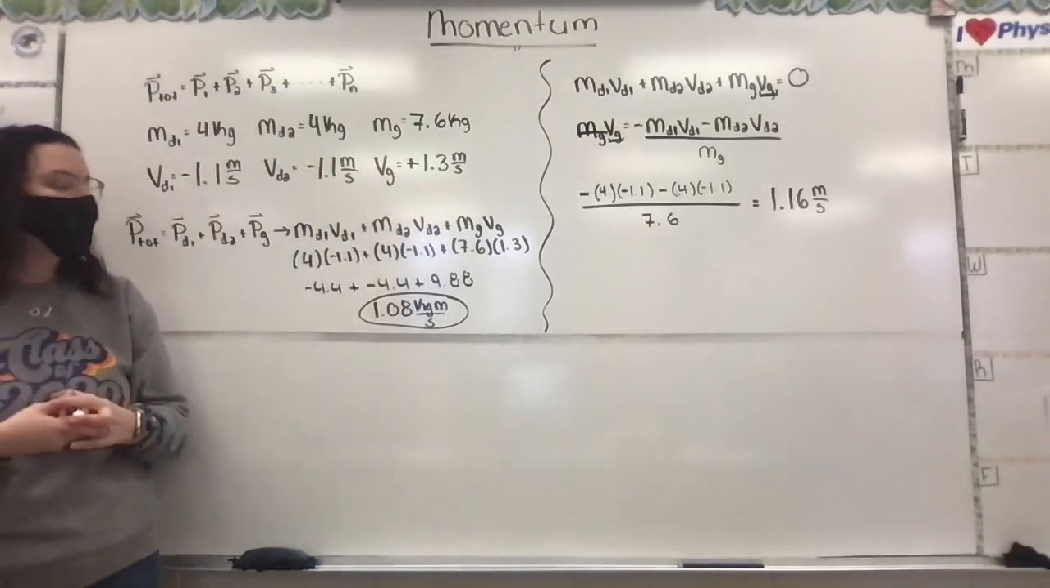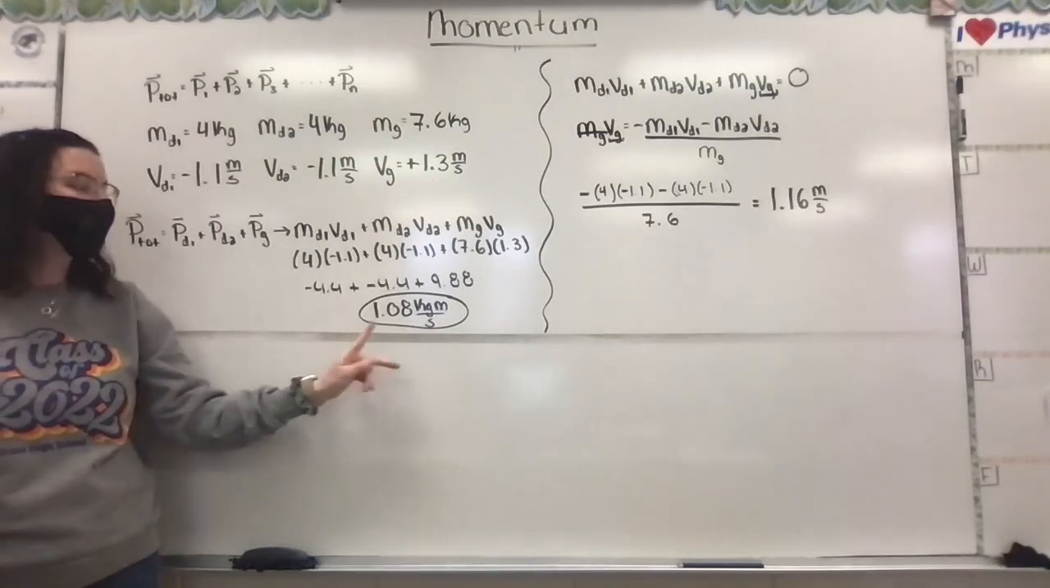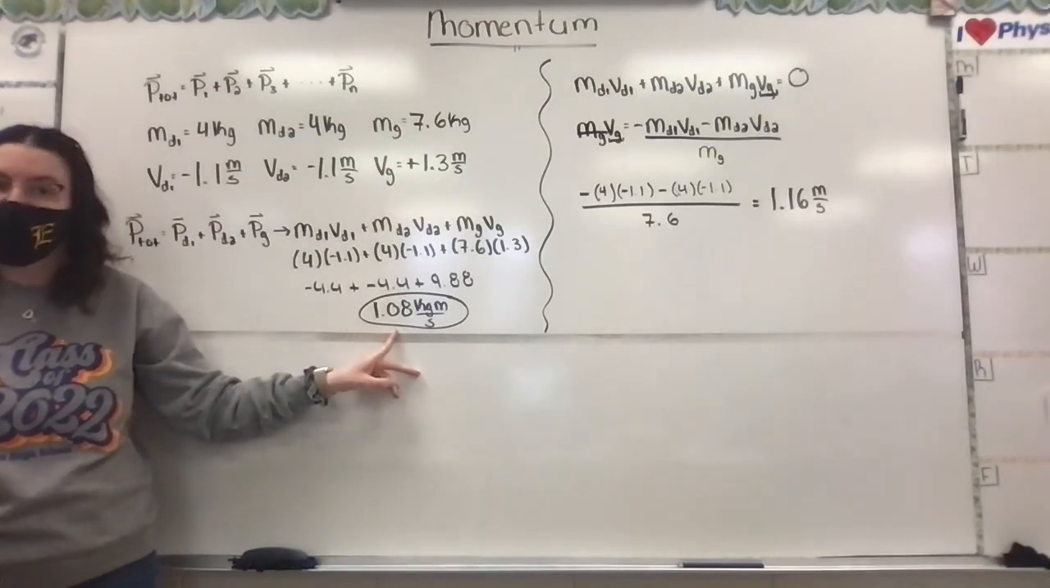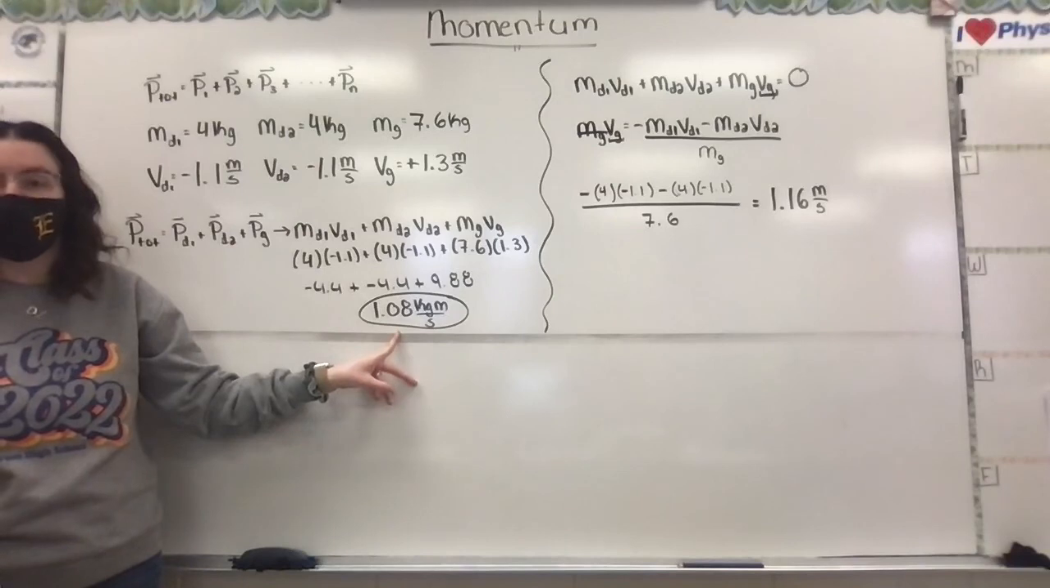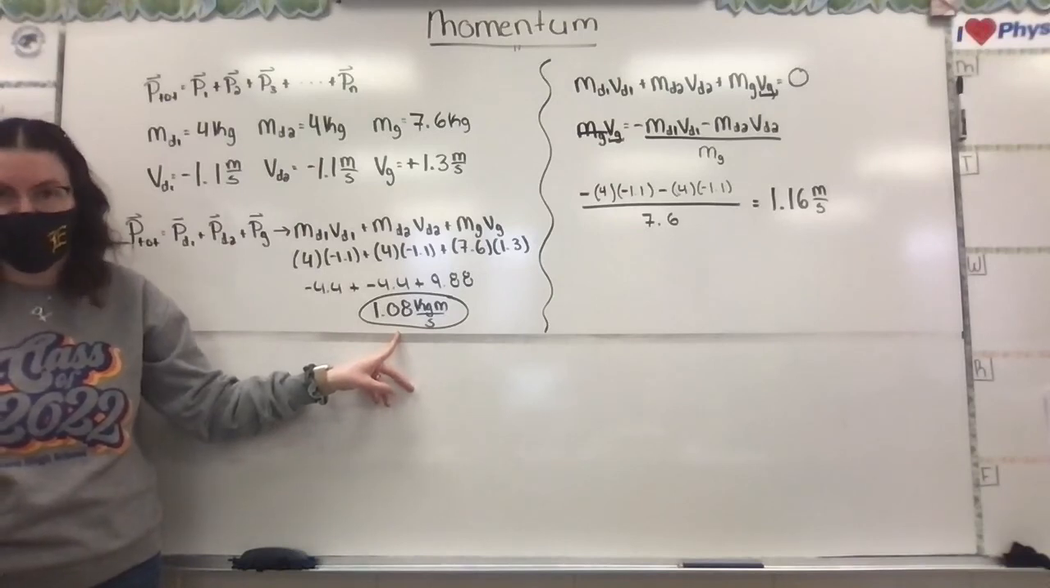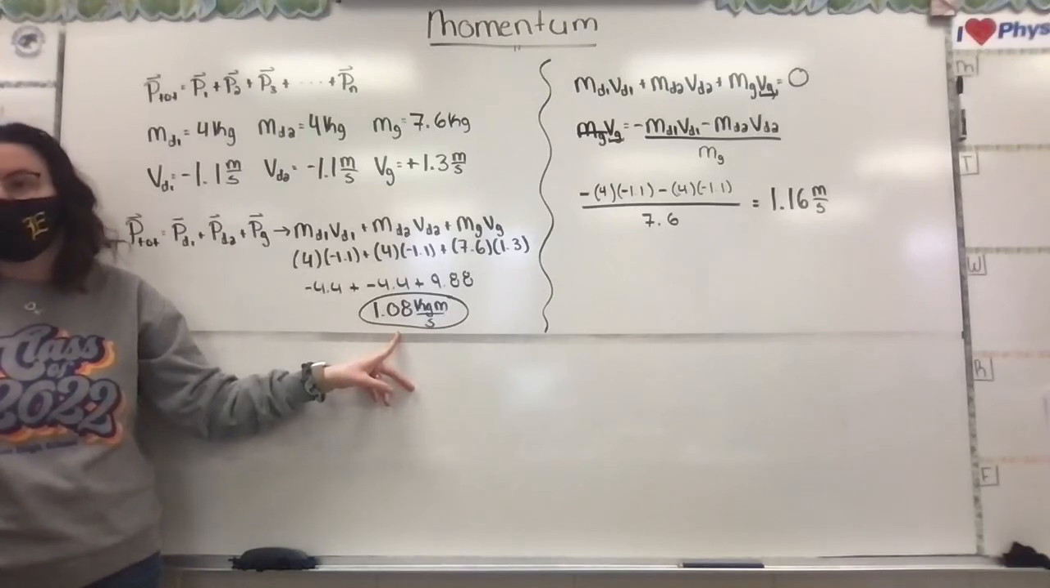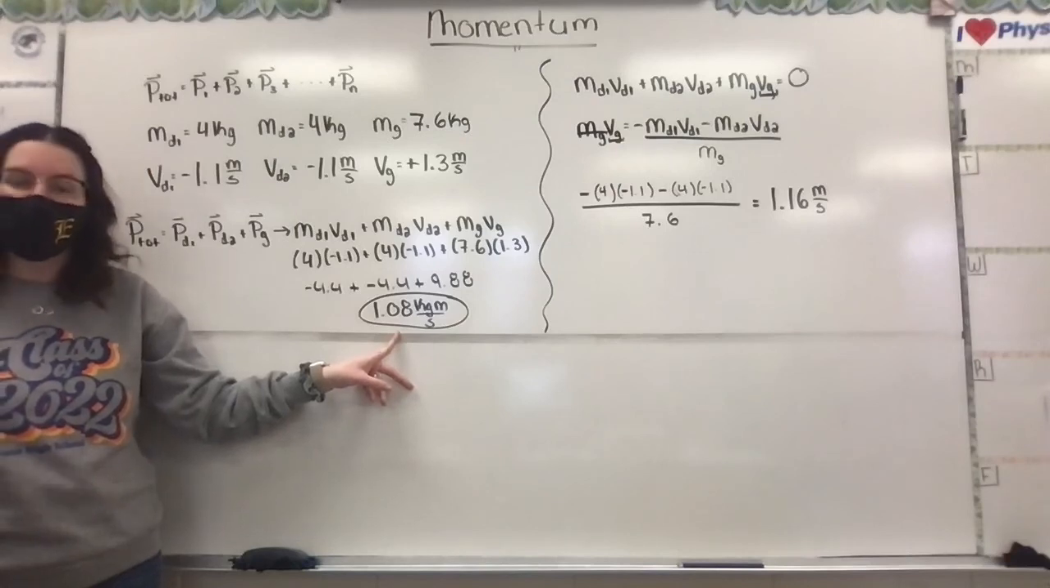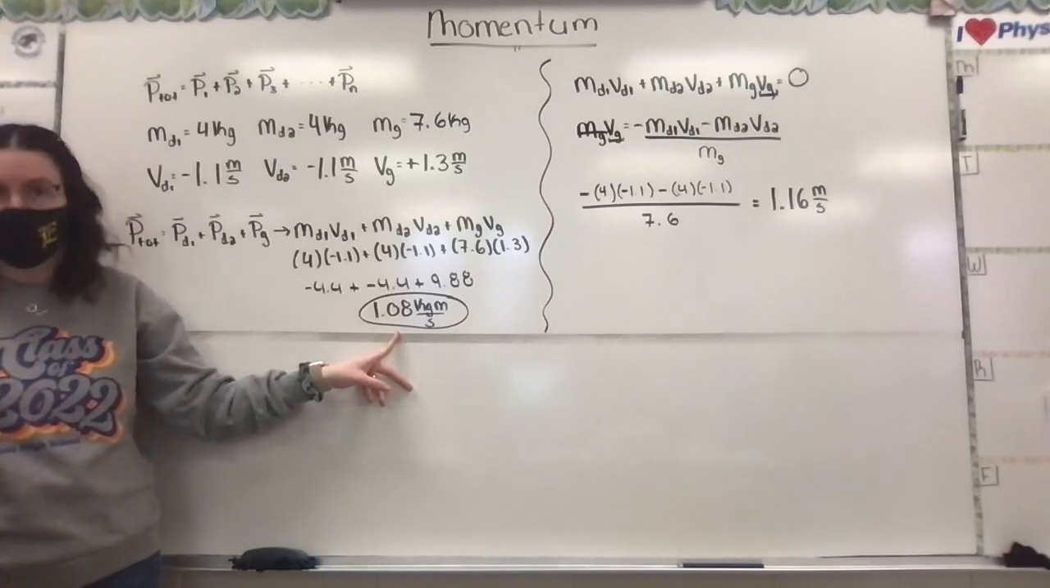Wait. If the total momentum would have been negative, the goose would have had to have gone faster to get to 0. But since it was positive, it had to go slower to get to 0.